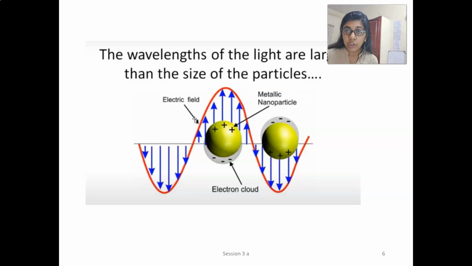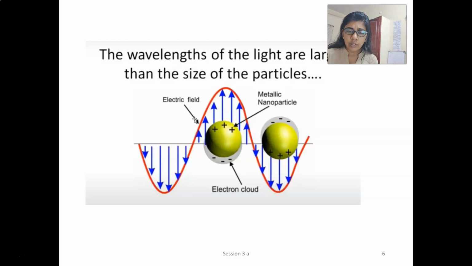The light that you are using is in the range of 400 nanometer to 600 nanometer in the visible range. Visible range light will be having wavelengths in the range of 400 to 600 nanometer, but the size of our particle is very small. So the theory that we said earlier for a bulk material cannot be easily applicable for these nanomaterials. Here we say there is localized surface plasmon resonance. That is an advanced term that you don't have to worry about.